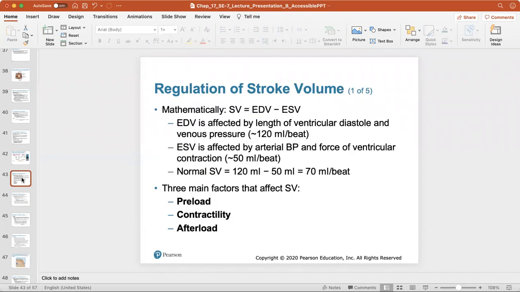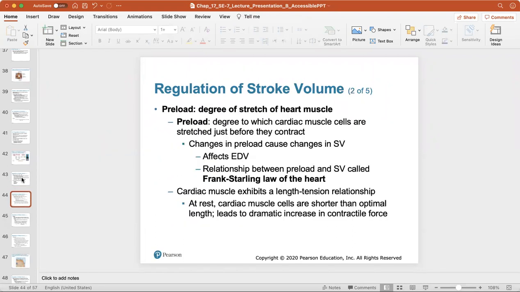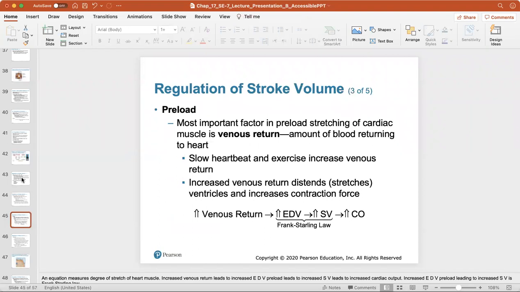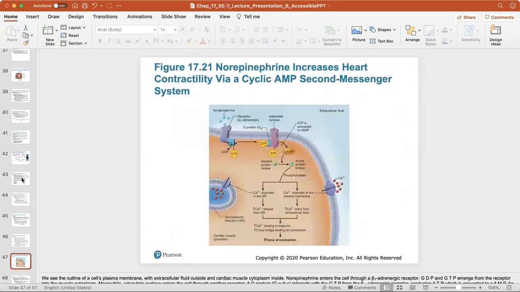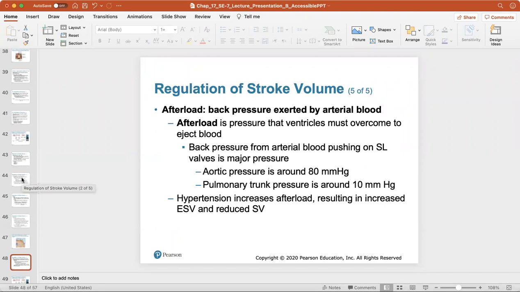Preload, contractility, and afterload have to do with the degree of stretch of the heart muscle, which will also affect stroke volume. Contractility will affect stroke volume. Norepinephrine increases heart contractility, so norepinephrine will speed up the heart rate or cardiac output. Afterload is the back pressure exerted by arterial blood, so it's the pressure that the ventricles must overcome to eject blood. So these are all regulators of stroke volume, which will in turn regulate cardiac output.